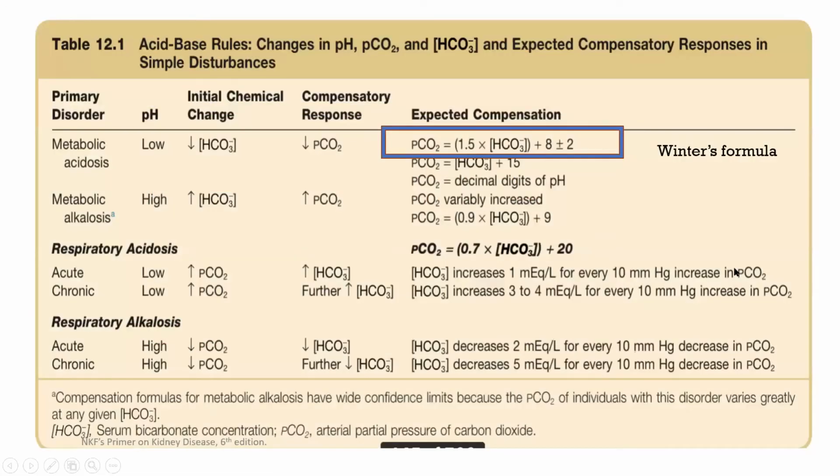Okay, so for example, this is the Winter's formula. In the case of metabolic acidosis, the pH will be low, the bicarb will be low, and we expect the PCO2 to be low due to respiratory compensation, due to CO2 washout. So if you calculate the PCO2, by right it should be 1.5 times bicarb plus 8, and that should be your expected PCO2 level for the patient. I will actually show you a calculation at the end of the slides. So this is what we call Winter's formula.